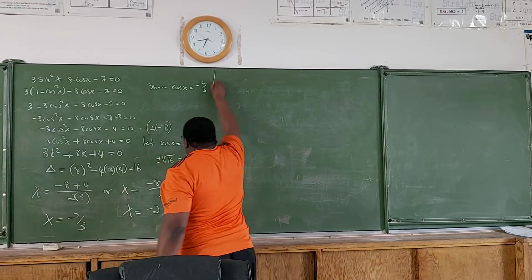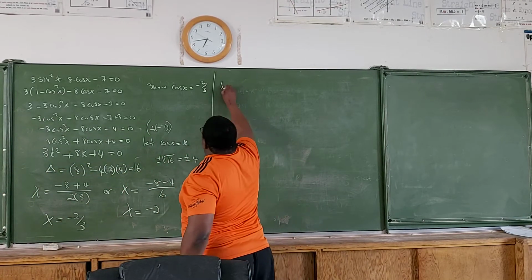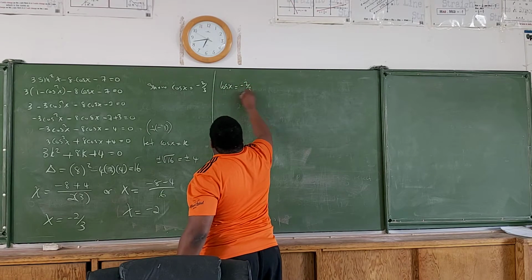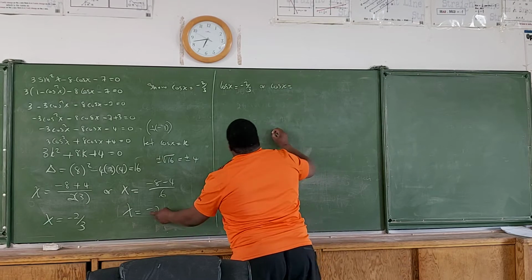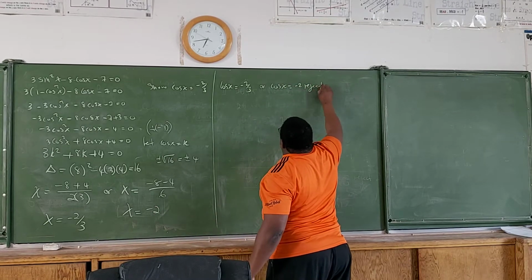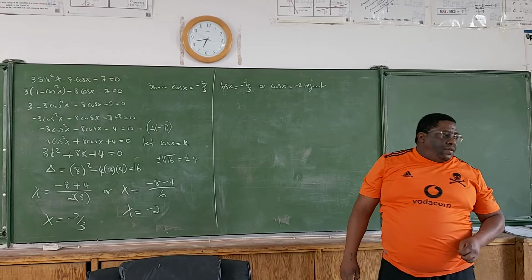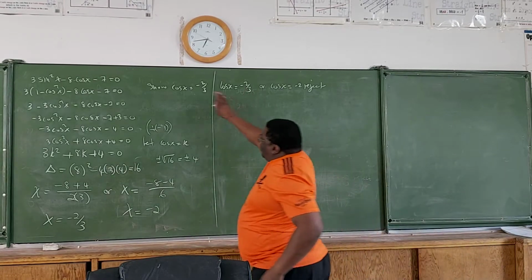Now, put your value of cos x back. So cos x is equal to negative 2 over 3, the one we're required to show. The other one is cos x is equal to negative 2. And you are going to reject this one because you can't find an angle for it. Right, so we have shown that.